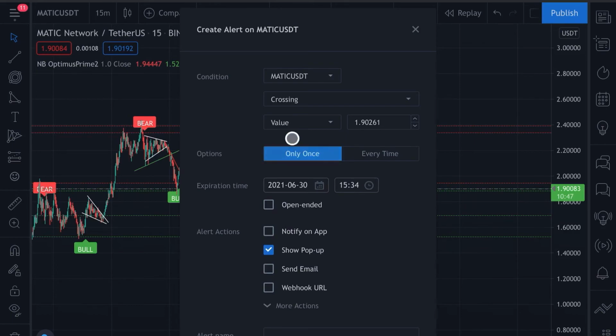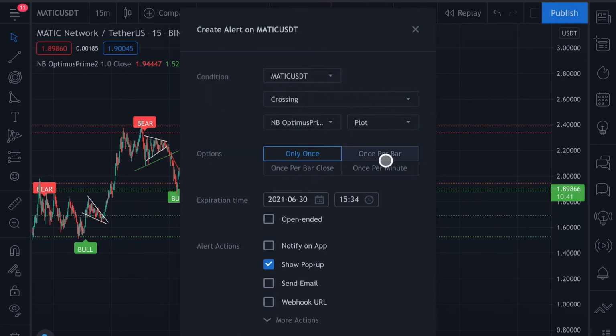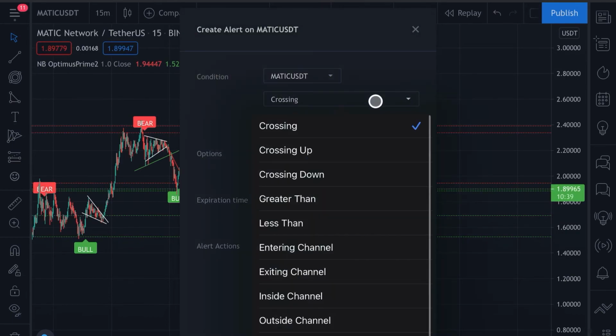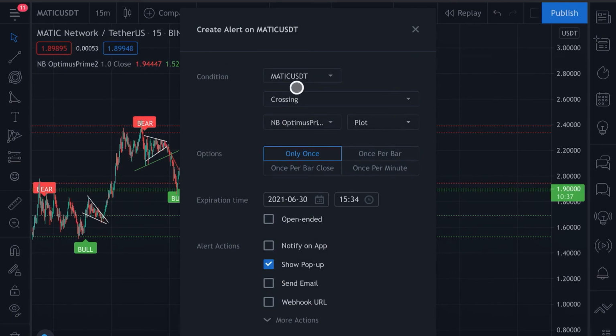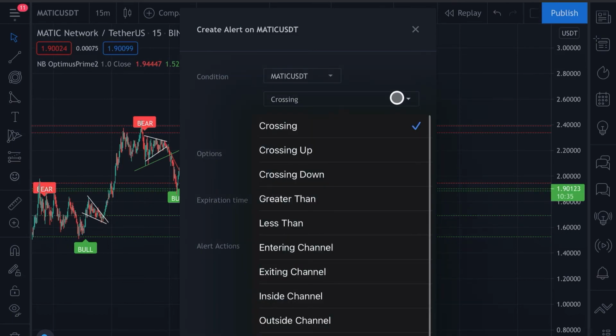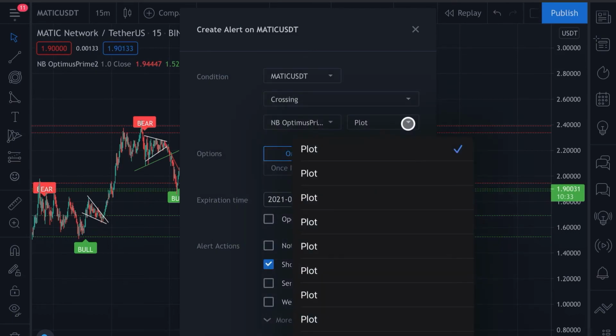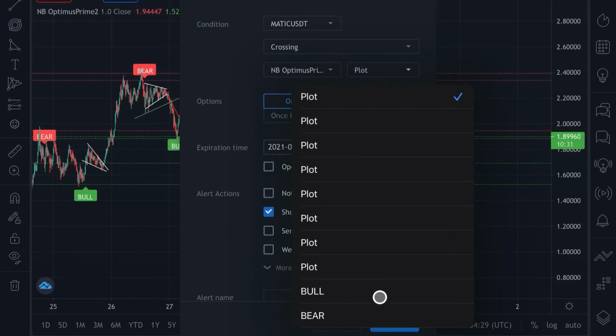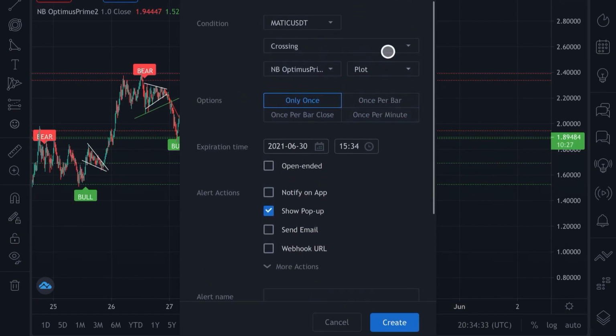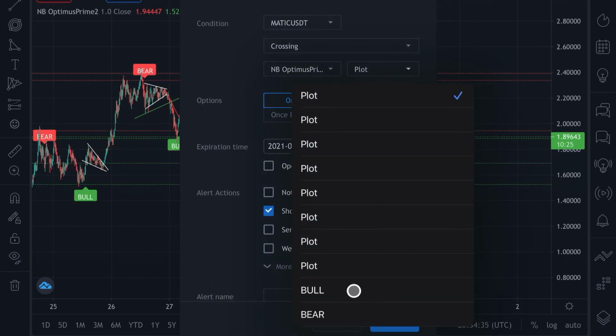So let's go ahead and put for our value Nitros Bull, because that is the indicator that we have on our map. So now we will put to crossing. You can leave that alone, and you will set to either bull or bear. Right down here in our plot we have bull and bear. So if you want to get alerted on a bull call, you'll click bull. Since we are currently in a bull call, we can go ahead and select bear, right?